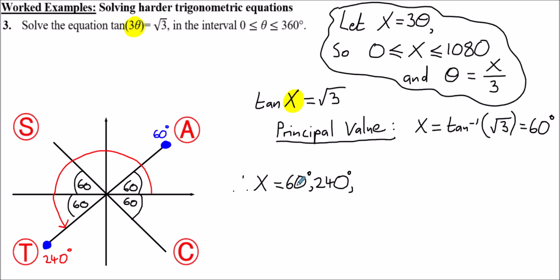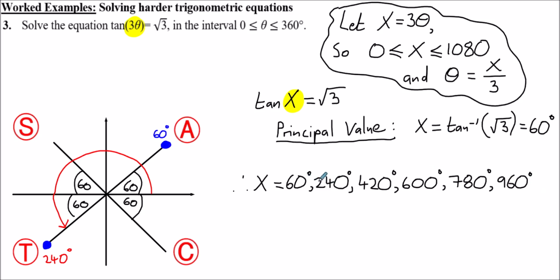So for example, 60 plus 360, that's going to be 420. This one plus 360 is 600. Keep going. This one plus 360 is going to be 780. That one plus 360 is going to be 960. Now, if we added any more on, we'd be outside of the range 1080. So this is all the values which will work.